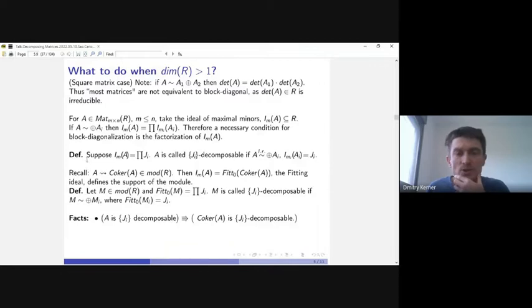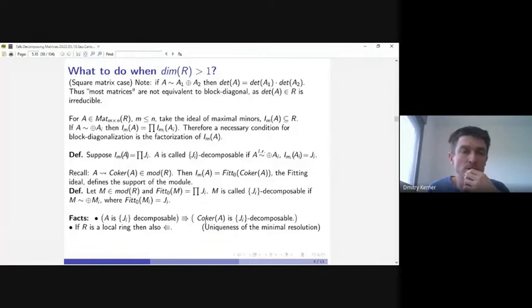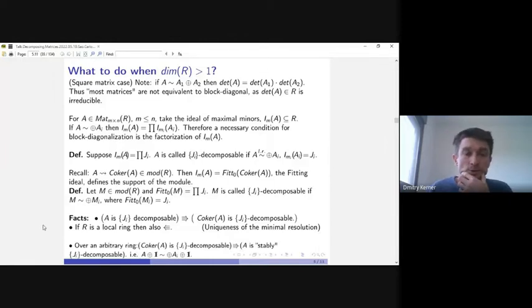Now, the relation of the two definitions. Fact: if a matrix is decomposable, then of course the module is decomposable. And vice versa, the inverse holds over local rings. If R is a local ring, then the module being decomposable means that the matrix is decomposable. This follows just by uniqueness of minimal resolution over a local ring. Actually, you can also assume here a graded ring. If the ring is not local, then decomposability of the module only implies that A is stably decomposable. So if you form the block diagonal sum of A with the unit matrix, this will be equivalent to the block diagonal sum here. But usually in singularity theory, we work with local rings, so maybe this is not of much interest.